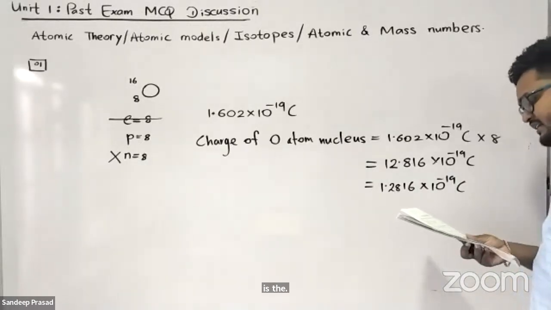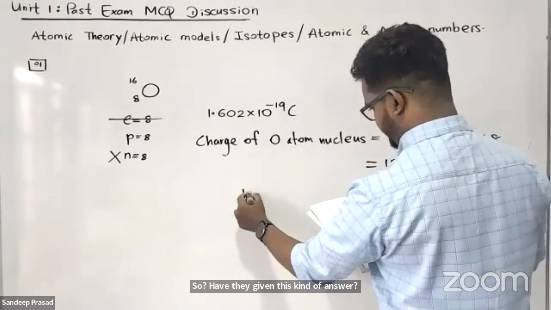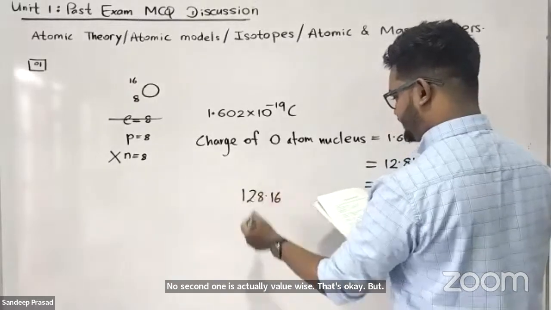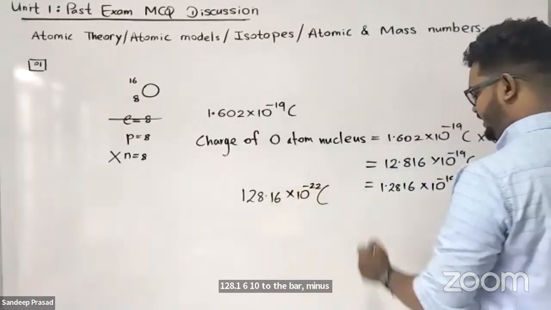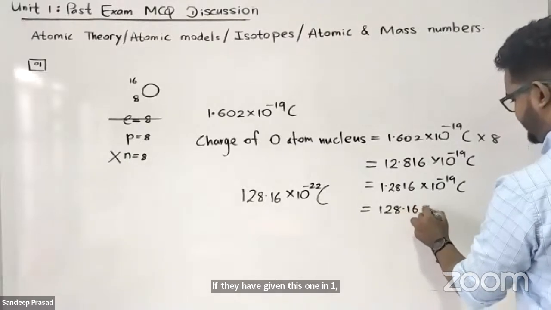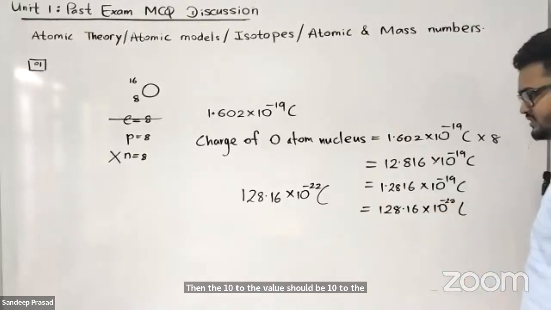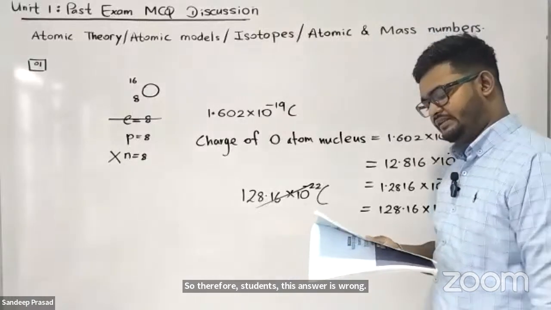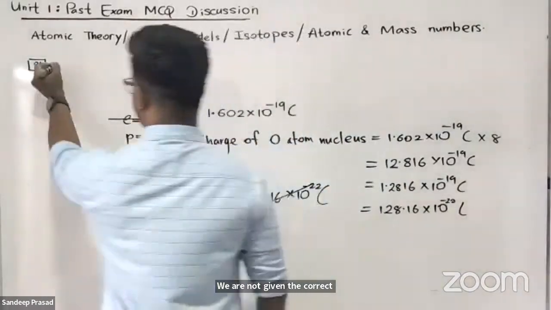So have they given this kind of answer? No. The second one is actually correct value-wise, but look at the way they have given the decimal values: 128.16 × 10^-22 coulombs. If they have given this in 128 value, 128.16, then the power of 10 should be 10^-20. So, students, this answer is wrong. In question number 1, the correct answer is not given. Therefore, none of the above. They have given an option like none of the above. First question, the answer is number 5.